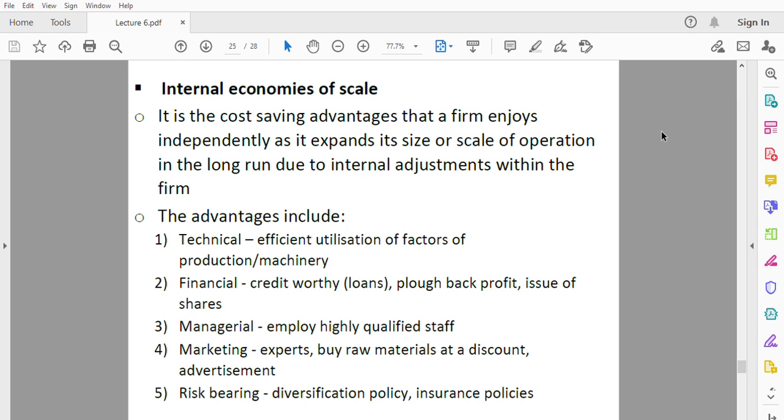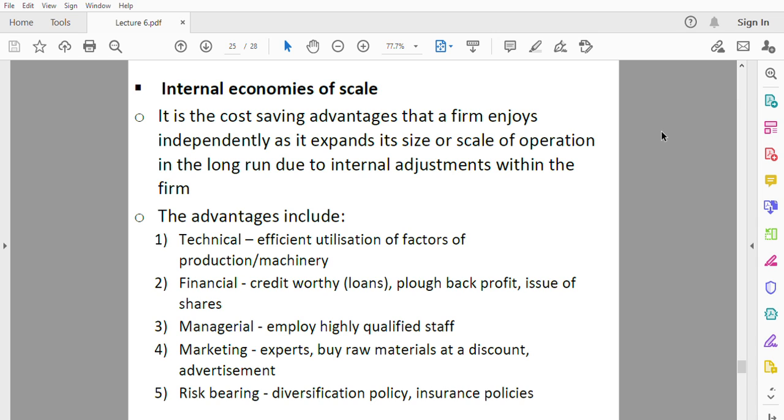And the last is risk bearing. As you expand, you can diversify your production. You can produce not just one thing, you can produce different items, and also you can get insurance for your factory or your firm, so that just in case there is any unfortunate situation, fire, theft and others, you will not lose everything you have.